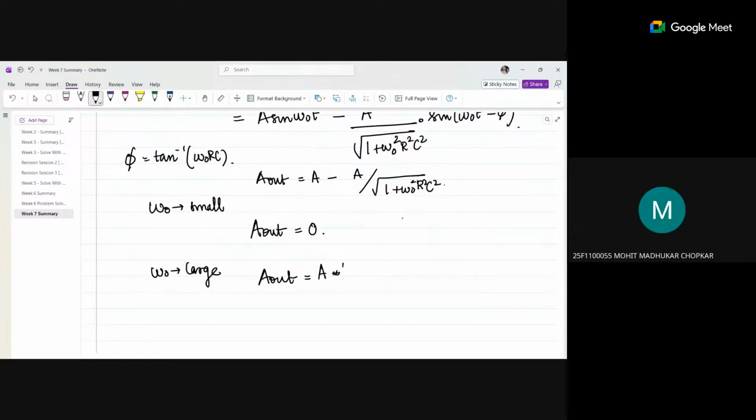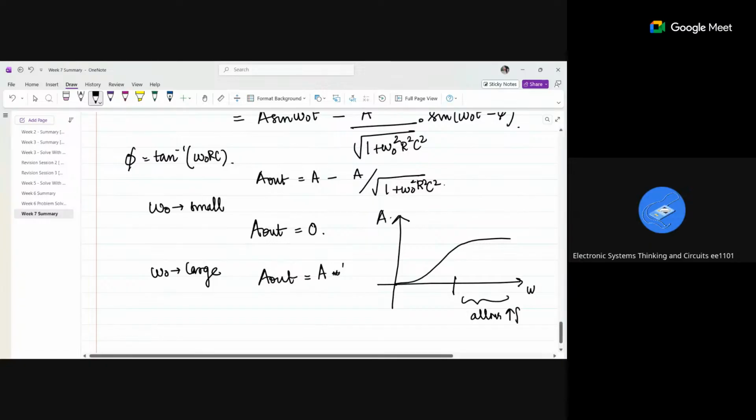But if omega is large, the frequency is large, then across the resistor. Omega naught is large means this is all for the resistor. So at low frequency, it is 0 and gradually it is going to A. So it basically allows high frequencies and blocks low frequencies, right? Yes. So it is a high pass filter.